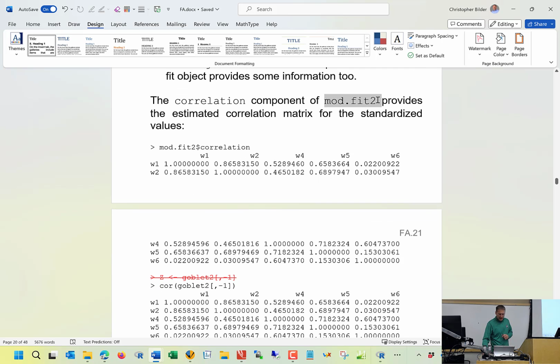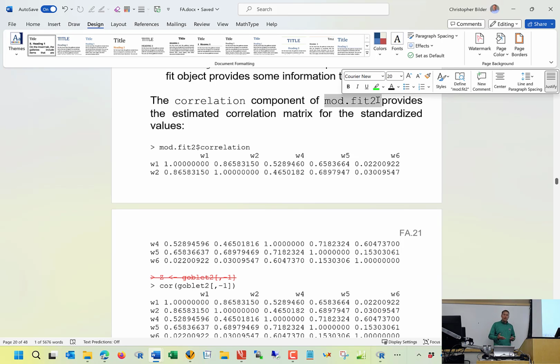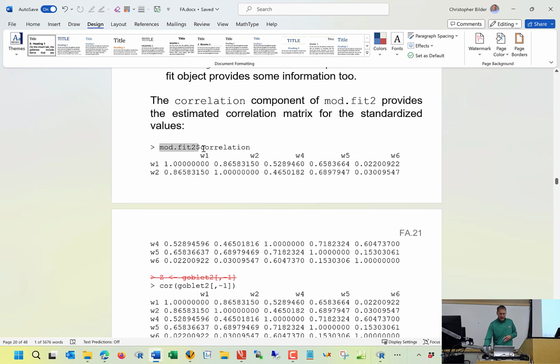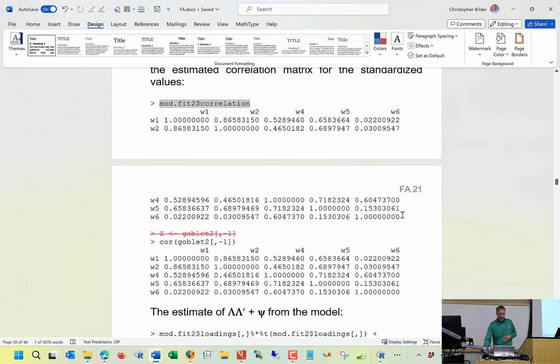Now, inside of mod.fit2, we have different components. One of them actually ended up being correlation. So if I said mod.fit2$correlation, I get the estimated correlation matrix, which will be exactly the same as if I use the cor function itself. Note that there was a little bit of a typo in the notes. The program was fine, but the notes were not.